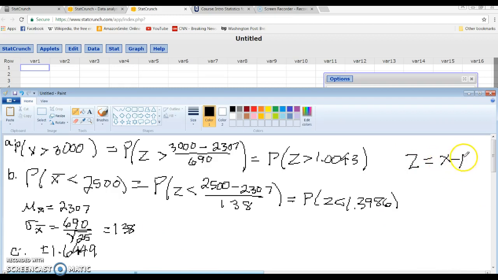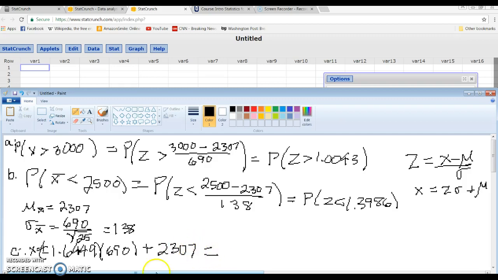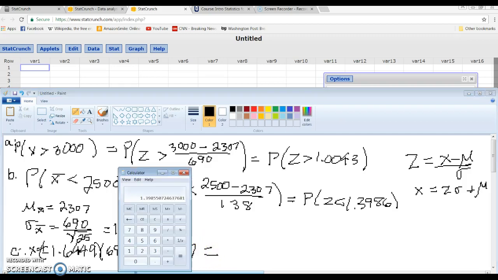And remember the formula z equals x minus mu over sigma, we can rearrange that and solve it for x. If we do that, we get z times sigma plus mu. So we're going to need to plug in to this second formula because what we have are two values of z. So we get x equals plus or minus 1.6449 times sigma, which is 690, plus mu, which is 2307. And we're going to get two values there.